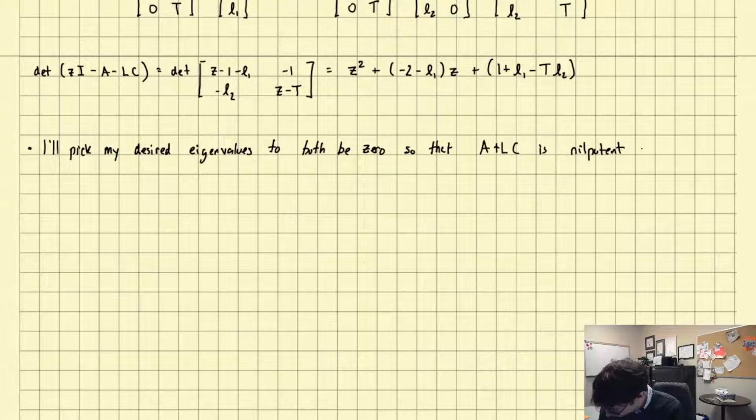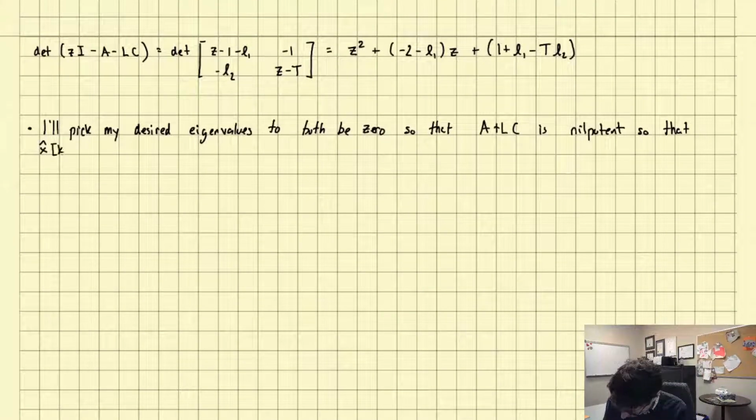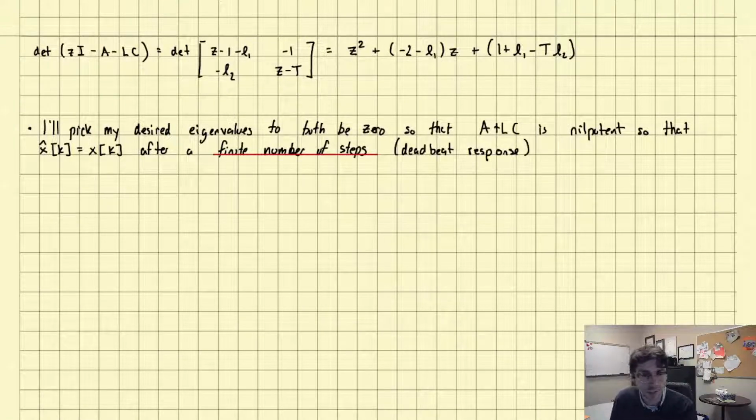So that x hat of k, our estimate, equals x of k after a finite number of steps. In this case, that finite number will be 2 or less because of the size of the state. So this is called a deadbeat response. Okay, so it's just a choice of desired eigenvalues. I'm going to pick them to be 0.